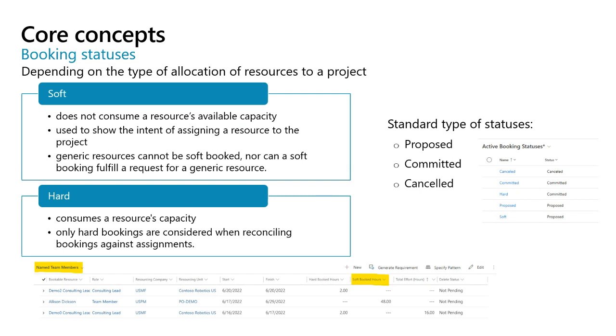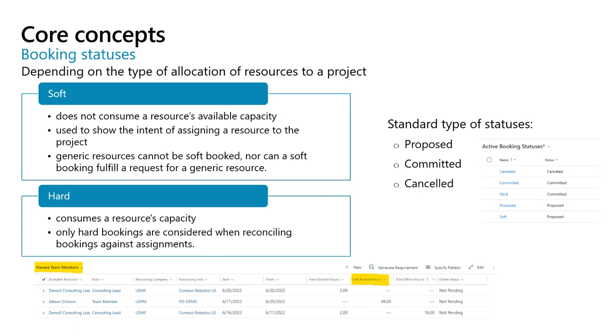And because soft bookings don't consume a resource's capacity, you or other project managers can still hard book the resource for other tasks within the same period. You will be able to find the soft booked project team members on the team tab in the project page in the named team members view.